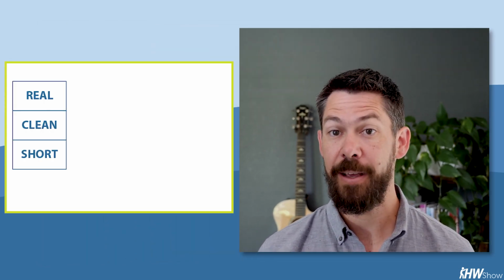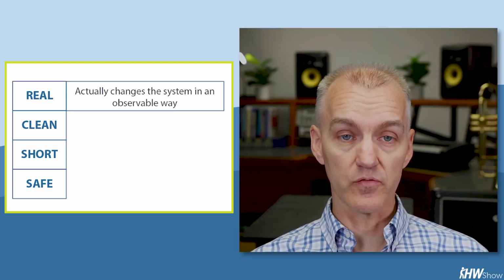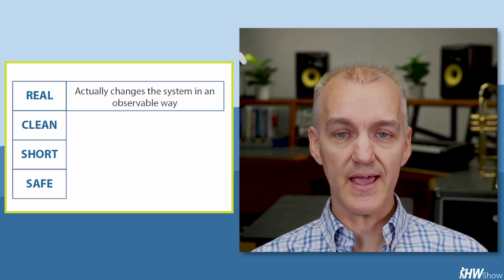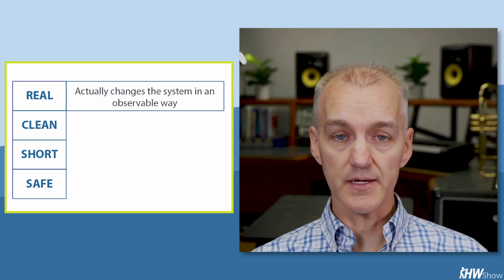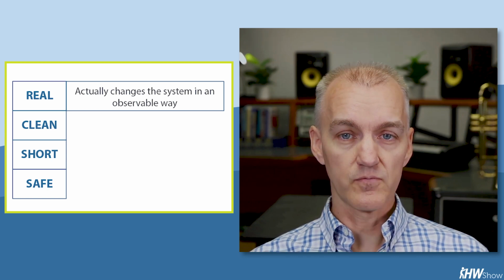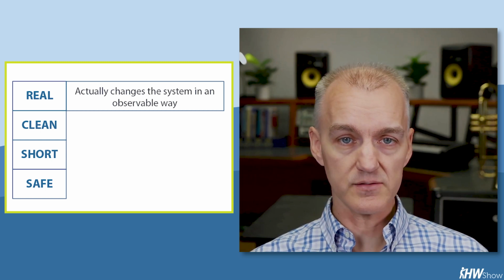Then, when it comes to designing the test or experiment itself, whether that's to probe a hypothesis about your product or about how you work, we like to think about 4 attributes of a good test. A good test is real, clean, short, and safe. Real means the test actually changes the system in an observable way. For a product assumption test, this means getting target customers to actually do something, whether that's clicking on an ad, signing up for a waiting list, using your product, or paying money for something. For an org change assumption, real means actually trying a different way of working, running a pilot, something like that.